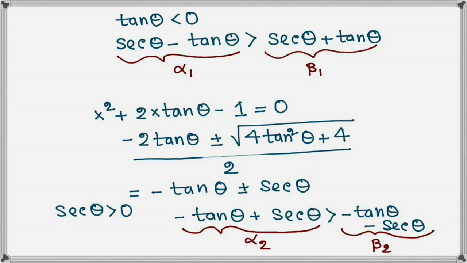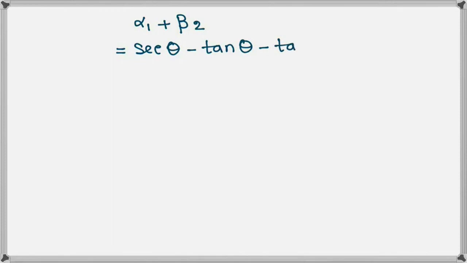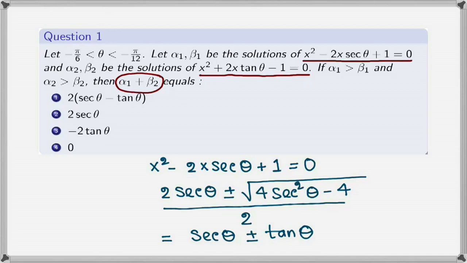So now with all this we are ready to find out what is alpha 1 plus beta 2. We write what is alpha 1 plus beta 2. This is sec theta minus tan theta, minus tan theta minus sec theta, which is minus 2 tan theta. So therefore we have now alpha 1 plus beta 2 is equal to minus 2 tan theta. Now we go back to the question. In the question we see that the third option is the correct one.